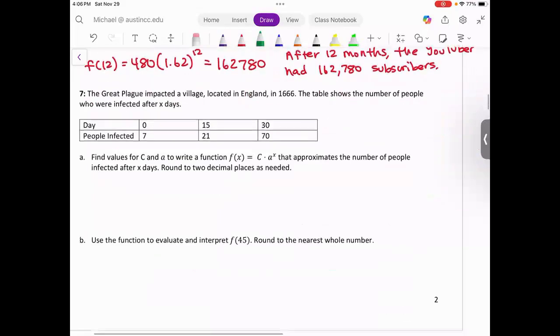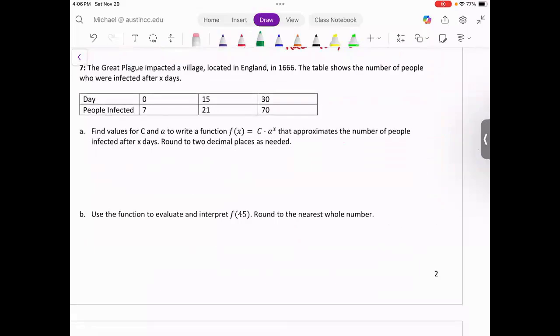Next example. The Great Plague impacted a village located in England in 1666. The table shows the number of people who were infected after x days. Let's find an exponential function to model the data. Again, we look for that initial amount. At where our input x, or days, is 0, we have an output of 7. So our C is 7. So again, we'll set up our initial formula, f of x equals 7a to the x. And we're going to use a different point to figure out what is our a.